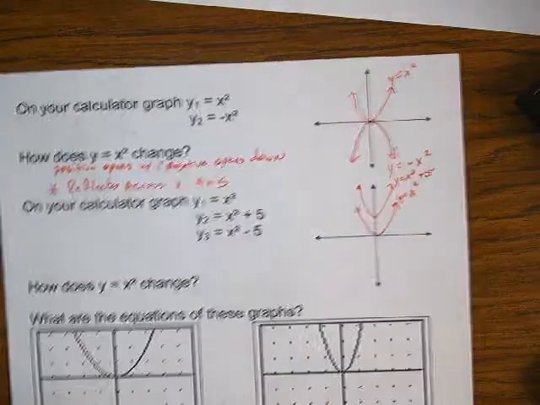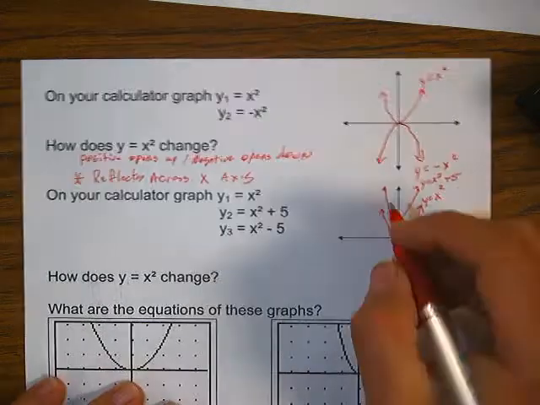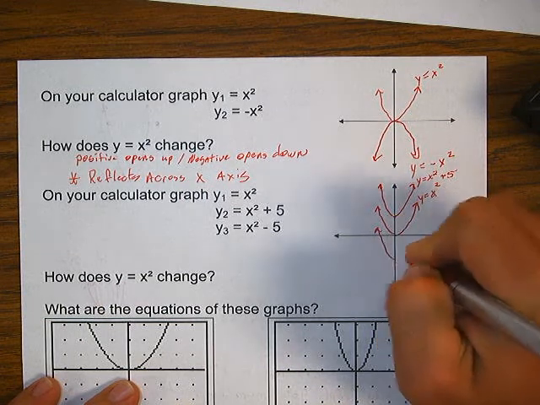Okay. Now, what's going to happen on the third one? Yes, sir. Drop 5. It's going to go down 5. Very good. Okay, I don't even have to put that in my calculator. It just moves down 5.